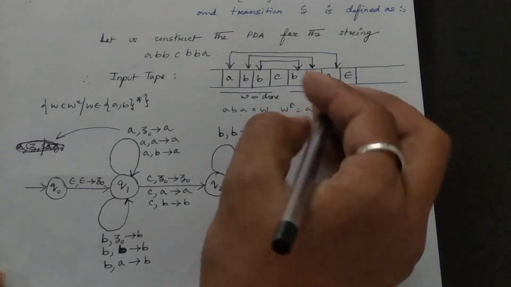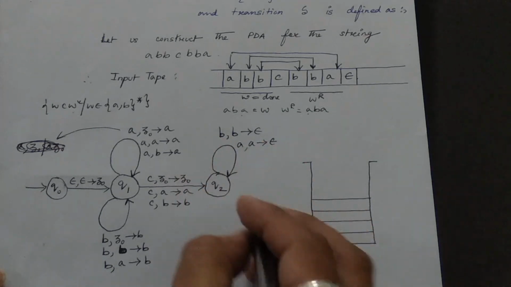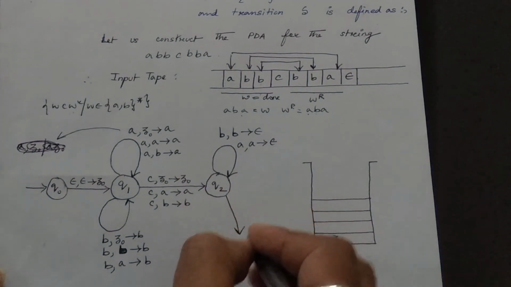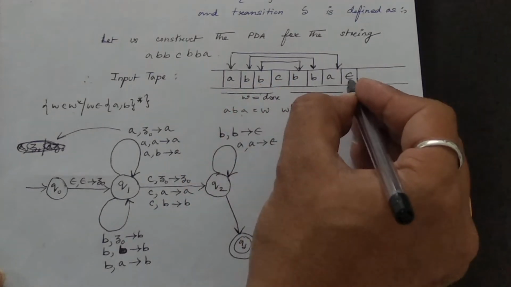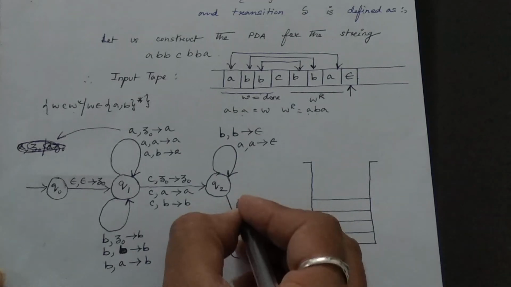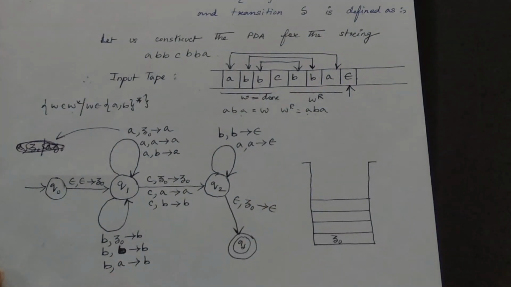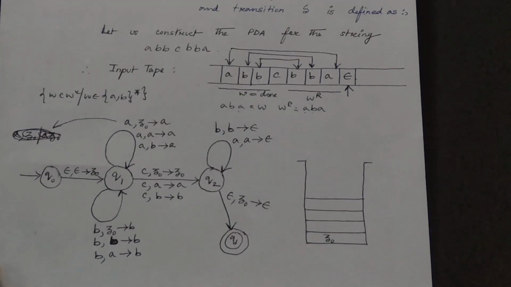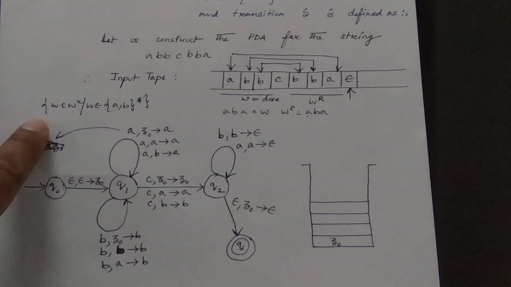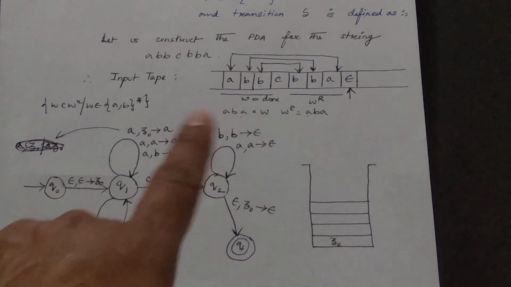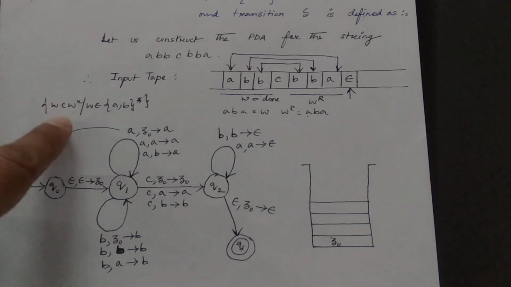And finally, all the W to the power R will be checked over here only. Then finally, we will reach QF. That means this entire string will be read, and we will be left with epsilon. And if the top of the stack is Z0, what do I have to do? Epsilon. So this is the general overview, or you can say the transition diagram, of this particular language. Clear? So this diagram that you are looking at is the universal diagram of this particular language.